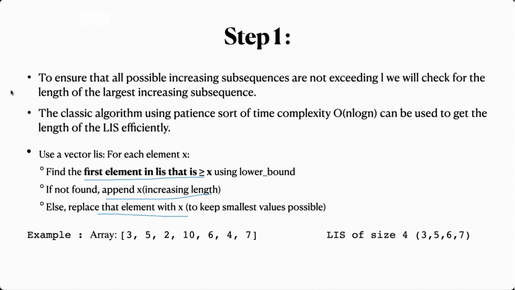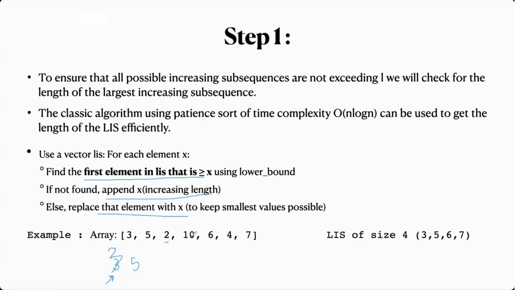So say we have an array 3, 5, 2, 10, 6, 4, and 7. We take the LIS vector. Initially, it's empty. So we'll append 3 in this vector because there's no element to compare it to. Now we take the next element 5. Since there is no element that is greater than or equal to 5 in this LIS vector, we append 5 after 3. Next, we take this element 2. Now 3 is the first element in LIS vector that is greater than or equal to 2. So we change 3 to 2.